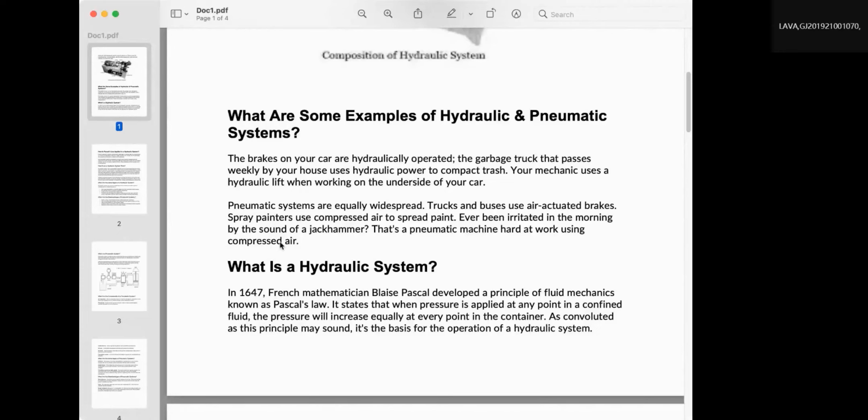Pneumatic systems are equally widespread. Trucks and buses actuate the brakes this way. Spray painters use compressed air to spread paint. Ever been irritated in the morning by the sound of a jackhammer? That's a pneumatic machine that works using compressed air.